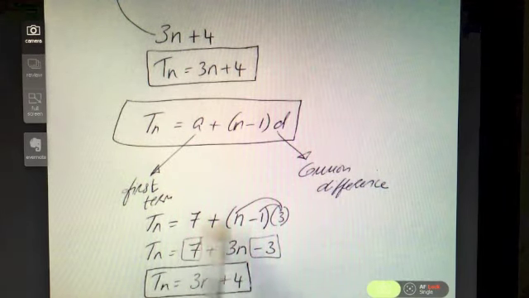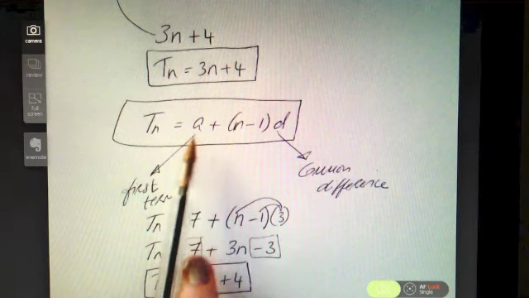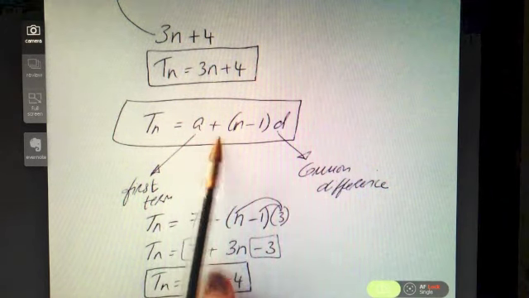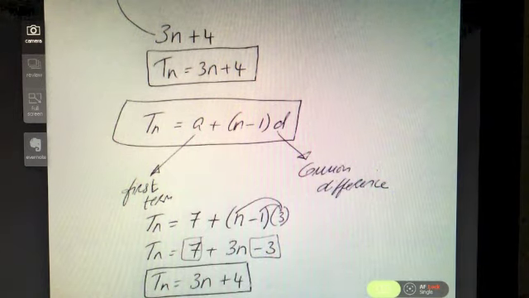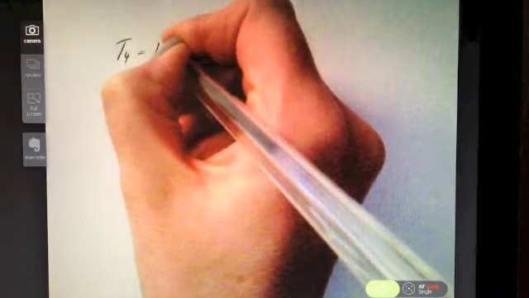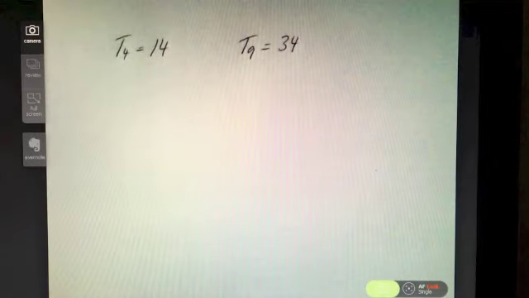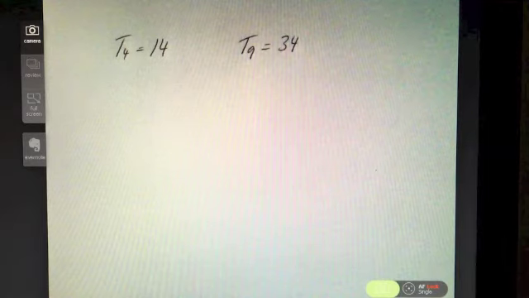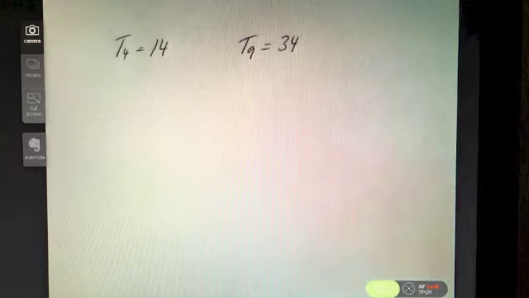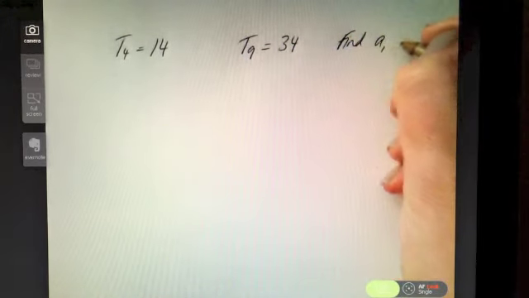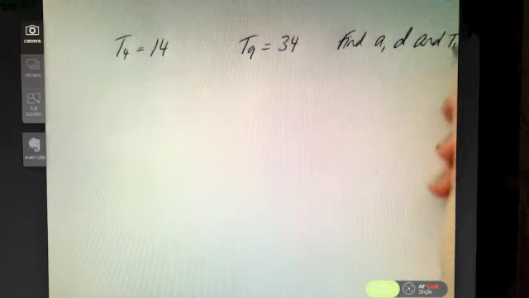But I want you to be able to use this formula because this is going to prove to be particularly useful now with some of the more complicated questions we're going to deal with. So here's a question for you. In an arithmetic sequence, T4 is equal to 14. In other words, the fourth term is 14. And T9 is equal to 34. In other words, the ninth term is 34. It's asking me to find the values of A and D and hence write down the value of T13. So find A and D and the 13th term.